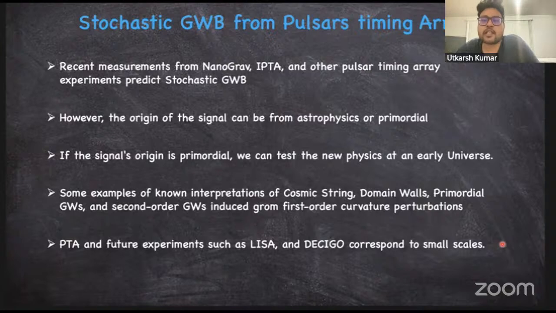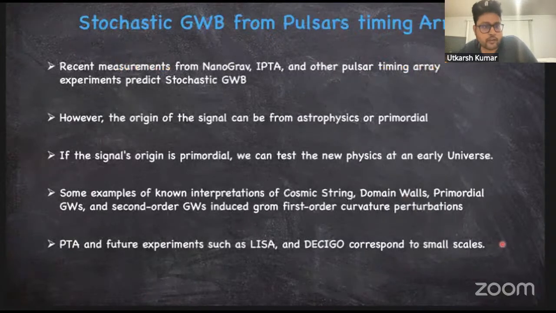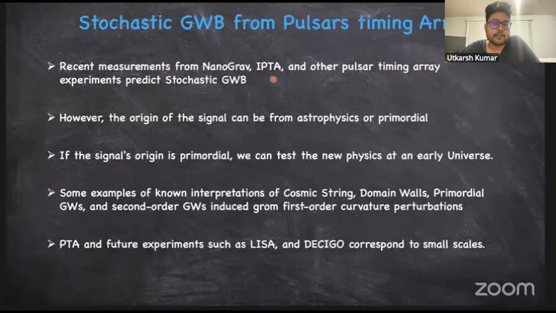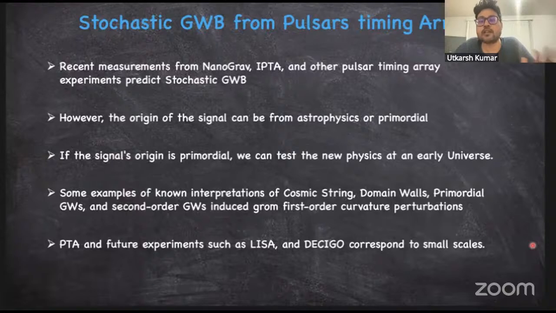Recently, NANOGrav, along with other collaborations such as IPTA and EPTA, have detected a stochastic gravitational wave background. However, the origin of the signal is not yet clear. It can be astrophysical or primordial. If the origin of the signal is cosmological, then one can use this signal to probe the new physics of the early universe.